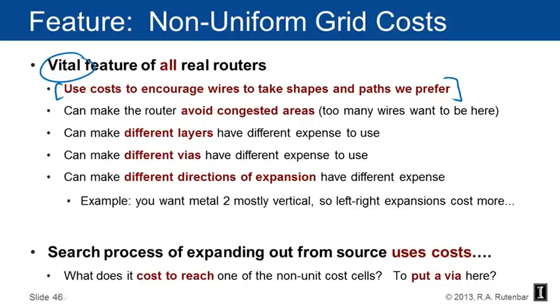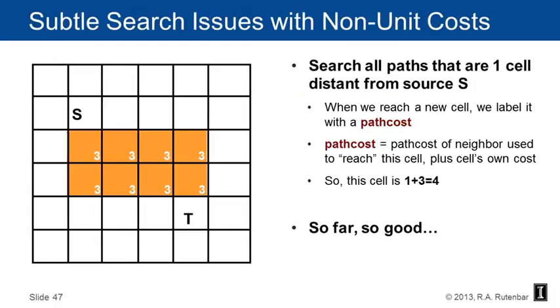And we get some technical questions. What does it cost to reach one of the non-unit cells? What does it cost to put a via on a non-unit cell? So let's just go look at the mechanics. Here's our friend, the grid, 6x6, source in the upper left, target in the lower right, 2x4 region of high-cost cells that cost 3 in the middle.